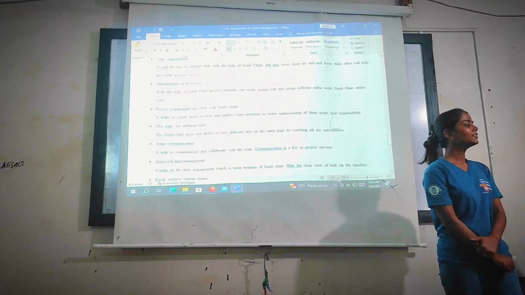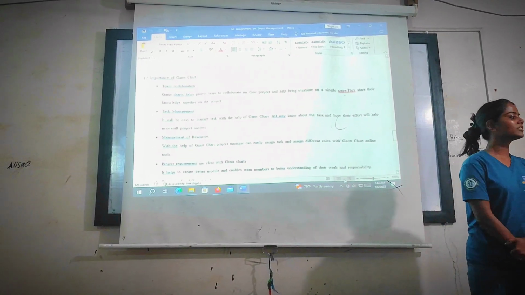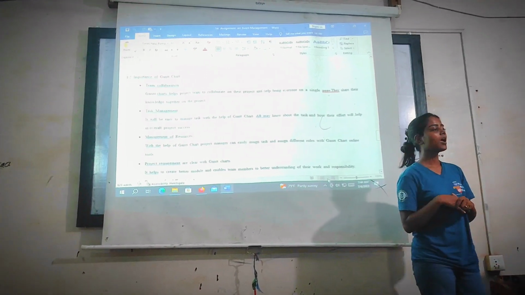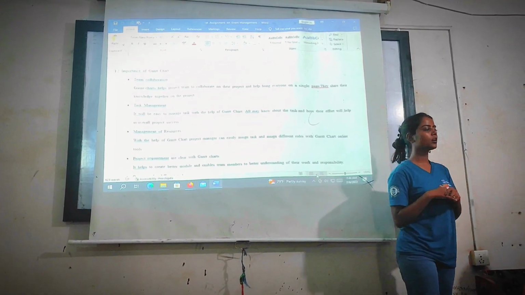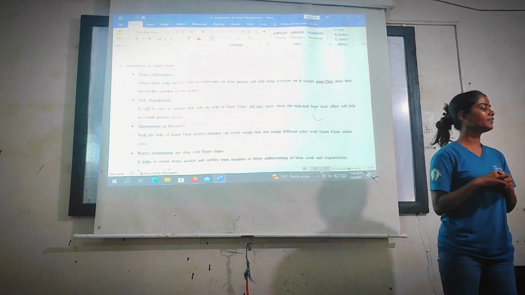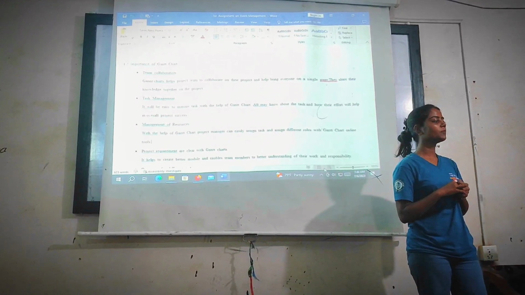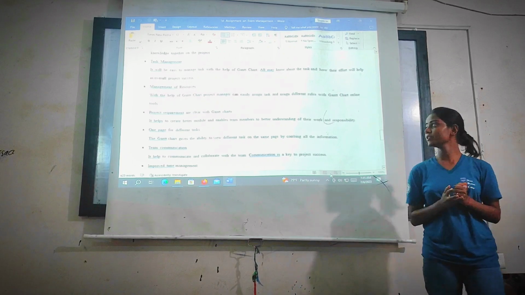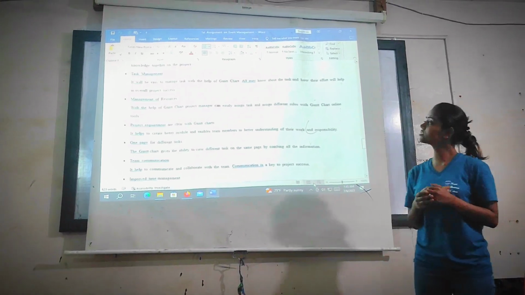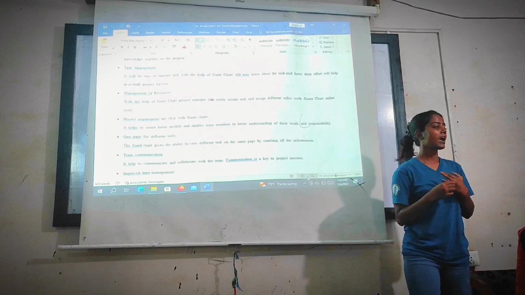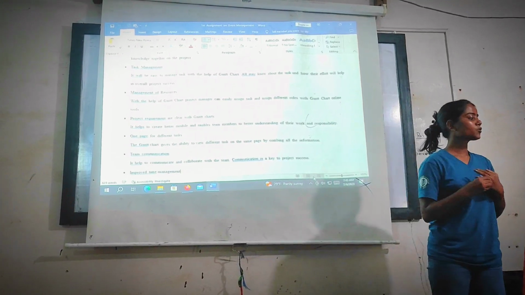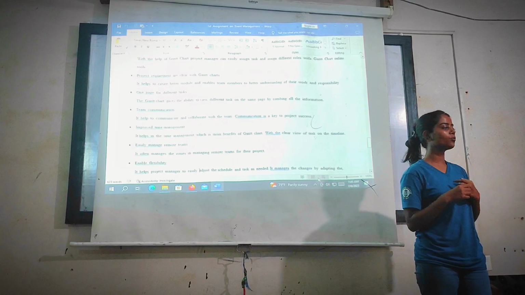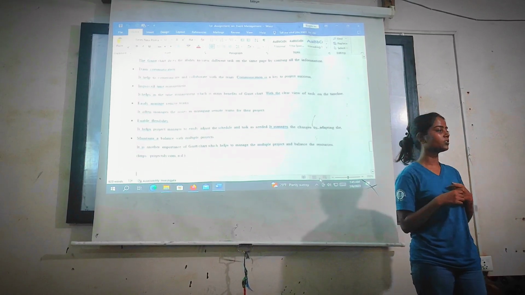Importance of Gantt chart. Gantt chart is really important for team collaboration, where Gantt chart helps project team to collaborate on the project and helps bring everyone on a single page. It is important for task management. It will be easy to manage tasks with the help of Gantt chart. Management of resources. With the help of Gantt chart, project manager can easily assign tasks and different roles. Project requirements are clear with Gantt charts. It helps to clear better module and enables team members for better understanding.